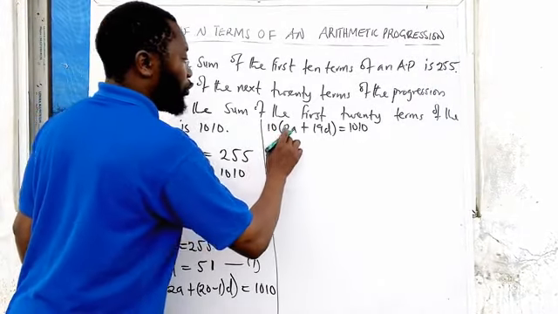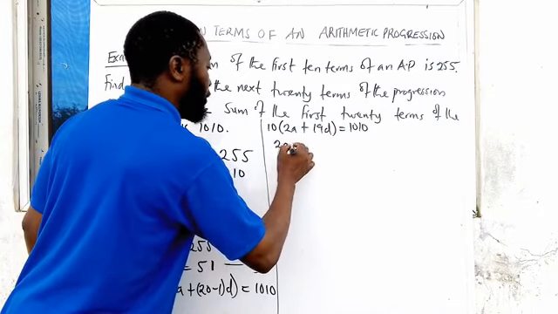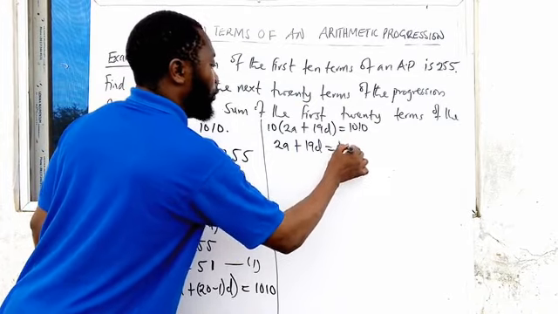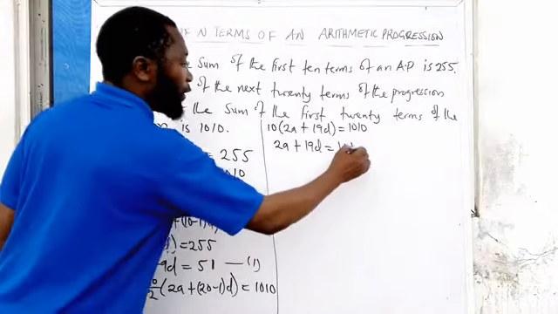So 10 here, you have this. So that is 2a plus 19d equals 10 here, that is 101. This is our second equation.